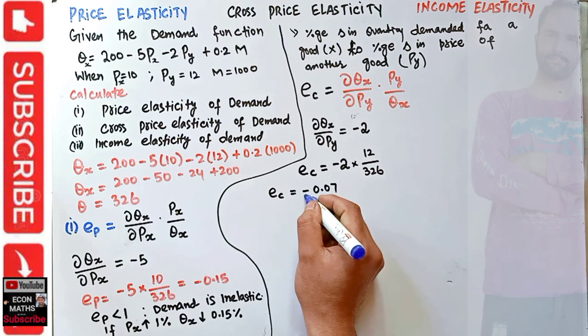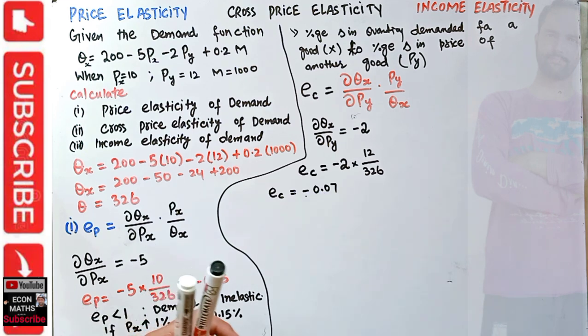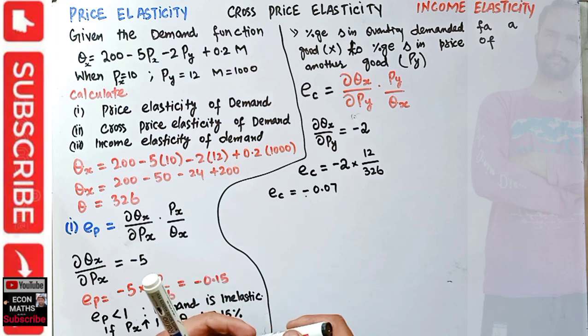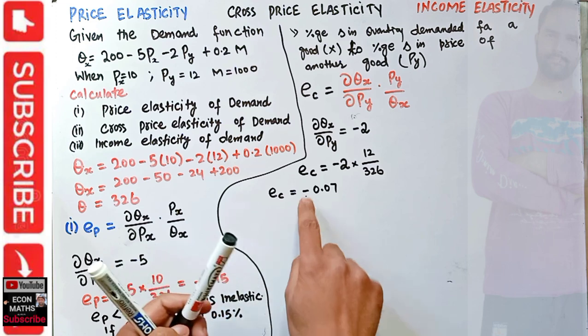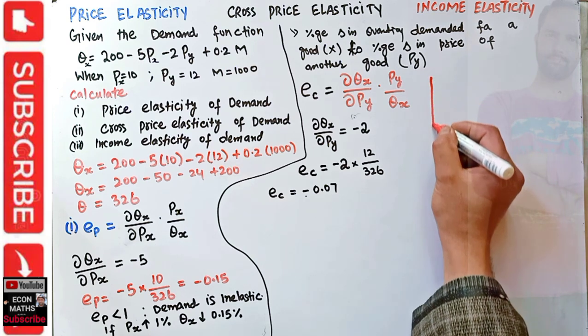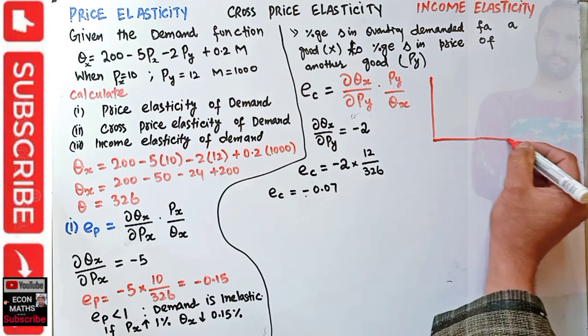We got here negative sign. Okay, cross price elasticity of demand came out to be negative. That means x and y are the complements. Why? Because we got the negative sign here, and if I can draw the graph here, that will really help to understand this better.